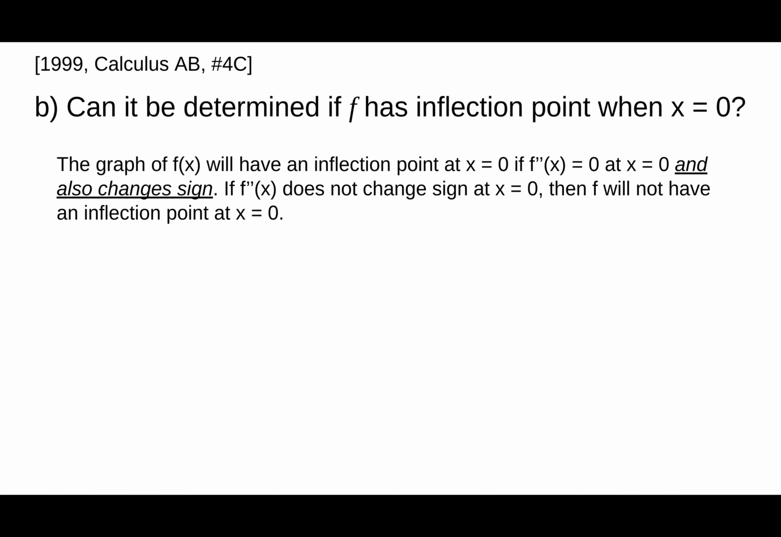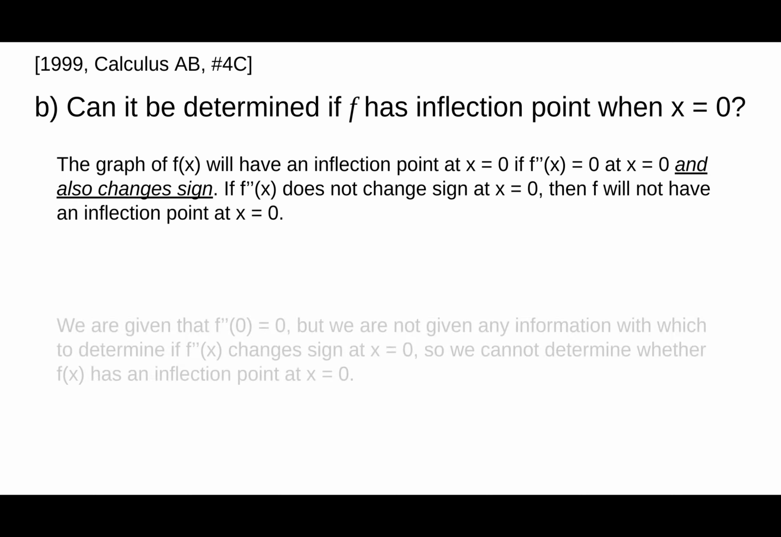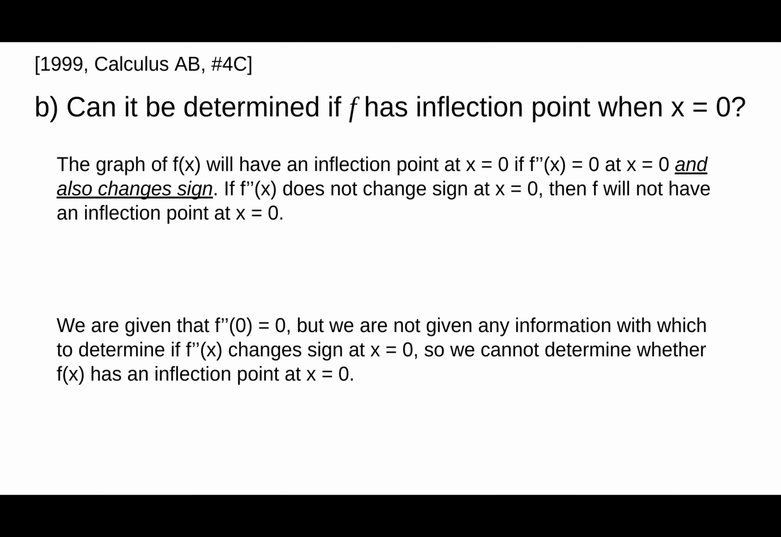So we have to determine that. Well, is f double prime of 0 equal to 0? And if so, do we know somehow whether or not f double prime changes sign at x equals 0? Right. We are given that the second derivative of f at 0 is 0, so the first part of our test is met. F double prime of 0 is 0.